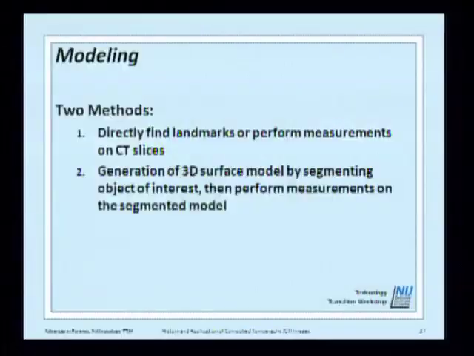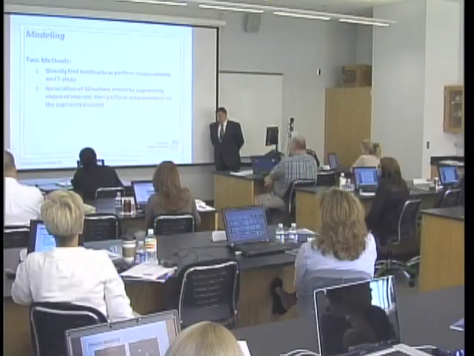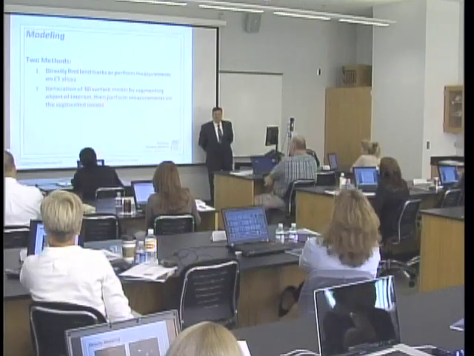So the part of the modeling here, two methods really exist right now. Directly find landmarks or perform measurements on CT slices, and some people do that. Or generation of a 3D surface model by segmenting objects of interest, then performing measurements on the segmentation model. And that's the method we use with a lot of people. And this method has a big similarity with the methods mentioned in the morning.